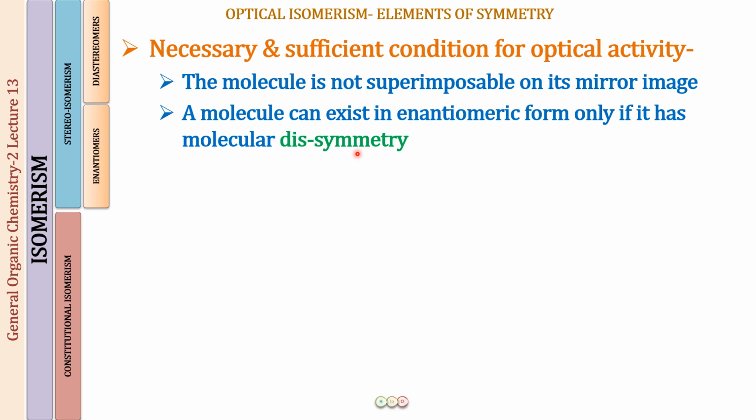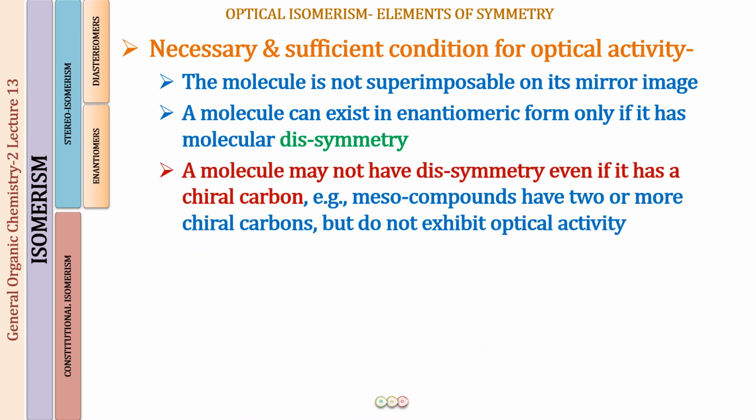If the molecule does not have a plane of symmetry, does not have a center of symmetry, and does not have an alternate axis of symmetry, well, that molecule is going to be a dissymmetrical molecule. It may or may not have the axis of symmetry. So a molecule can exist in enantiomeric form. It can show optical activity if the molecule has dissymmetry.